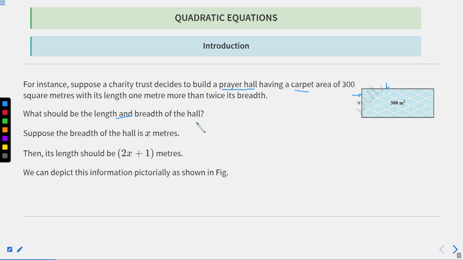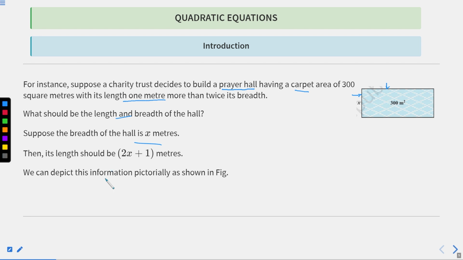Suppose the breadth of the hall is x meters. Then its length should be 2 times x plus 1, since its length is 1 meter more than twice its breadth. Here the breadth is x meters, so the length of this hall is equal to 2x plus 1 meters.